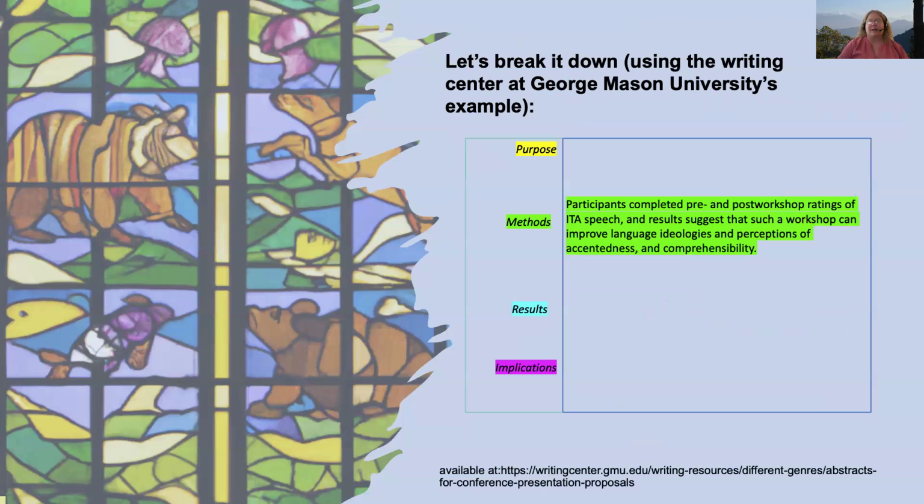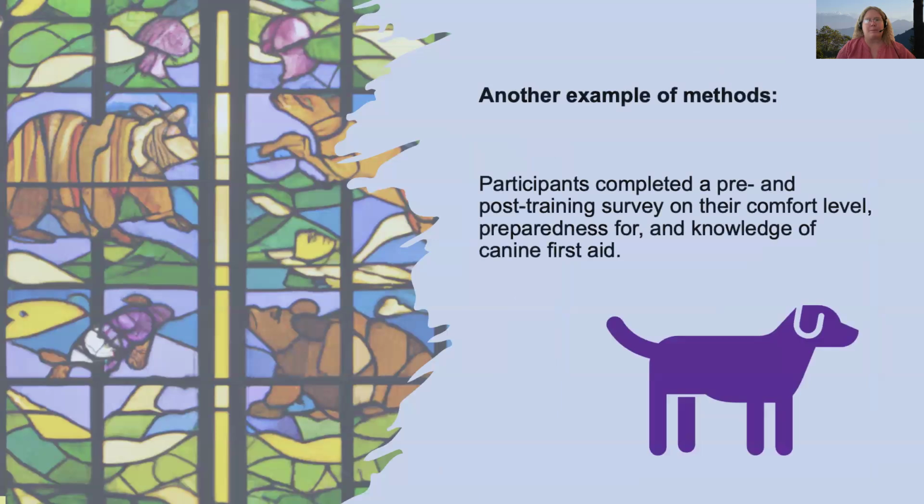Let's look at the George Mason example. It's easy to identify when the data was recorded, before and after the speech, and how, which was by using a rating system and asking participants to judge. But this example gives away the ending just a bit, so let's look at another one. Participants completed a pre- and post-training survey on their comfort level, preparedness for, and knowledge of canine first aid. This study surrounding a canine first aid training class talks about when the study was done and what the study consisted of, a survey.